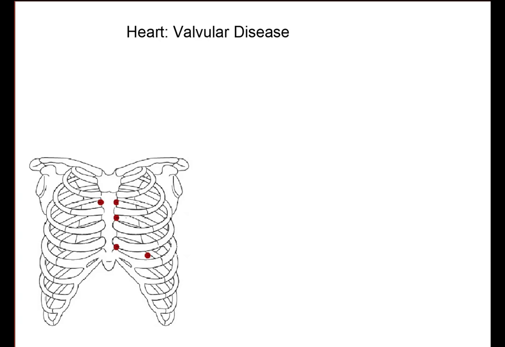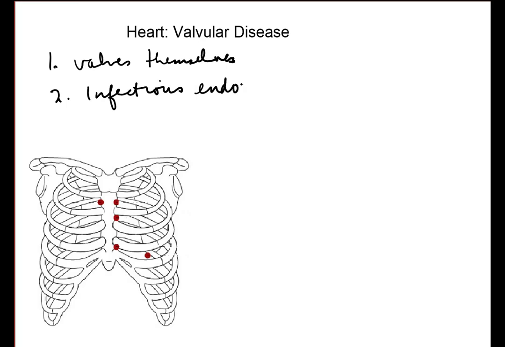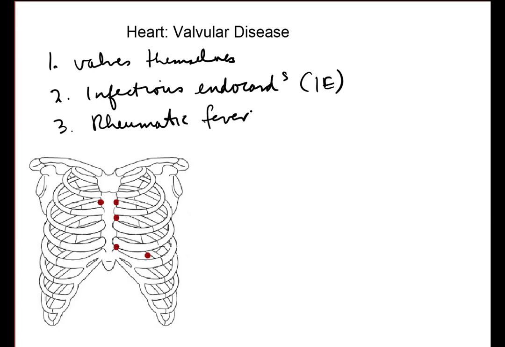There are three basic valvular diseases. The first is diseases of the actual valves themselves. That's self-evident. But the other two diseases include infectious endocarditis, often referred to as IE, and the third is going to be rheumatic fever, which we don't see in the United States, but is a common disease in the undeveloped world.